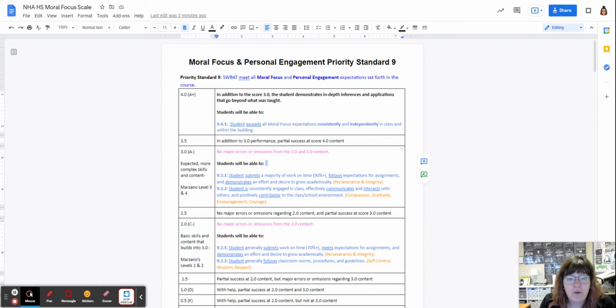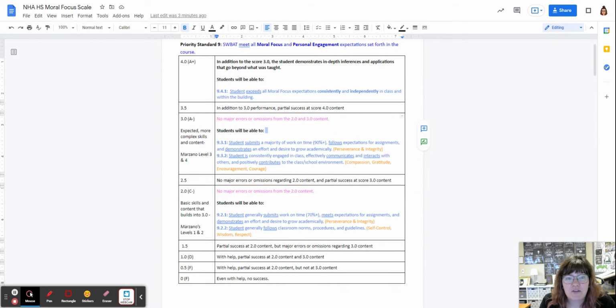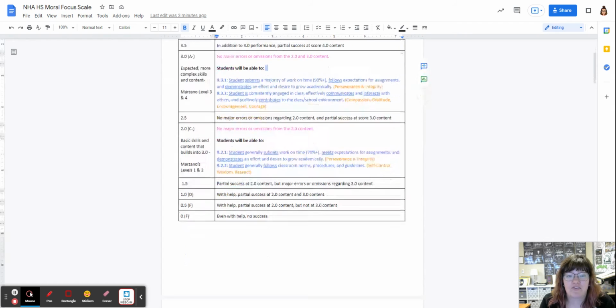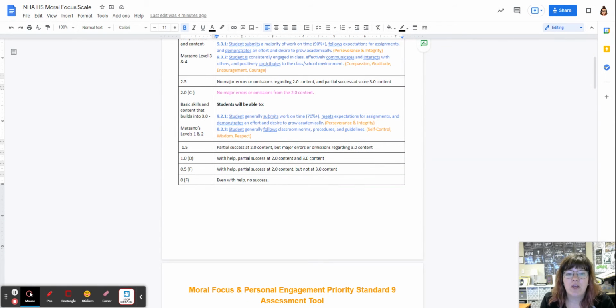So 9.4.1, the student exceeds all moral focus expectations consistently, and the key here is independently in class and within the building. So think of your school leaders or students who are always taking the initiative. But then we have some scholars who are still working towards that mastery. So they might be at the 2.0 level, where the student generally submits work on time, around 70% or more, meets the expectations for assignments, and demonstrates an effort and desire to grow academically.